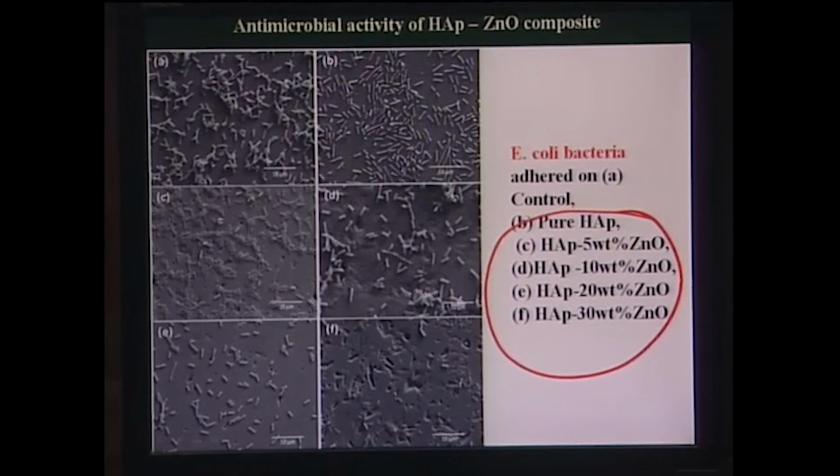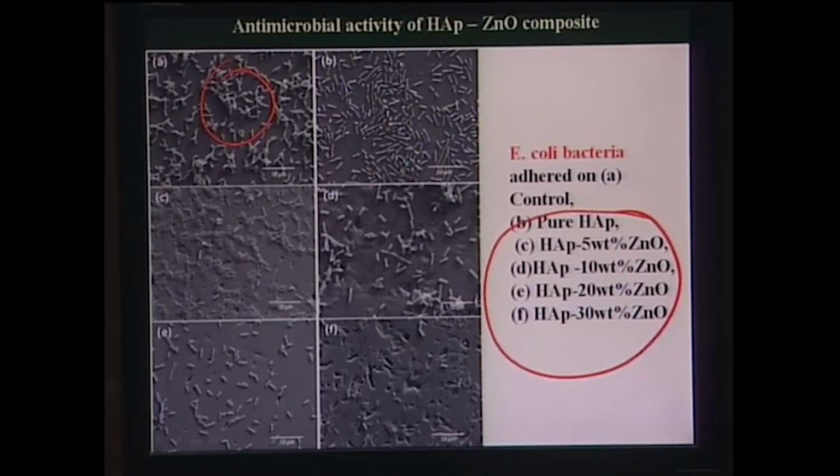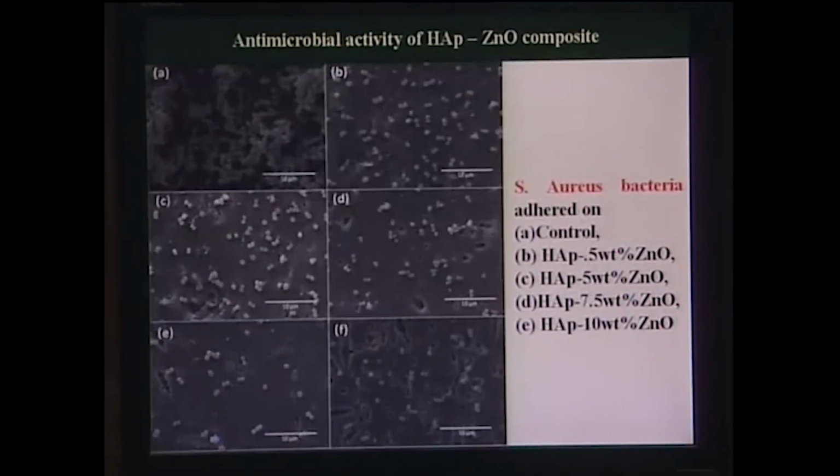coli bacteria, where you can see at x equal to 0 as well as up to x equal to 5, or addition of 5% zinc oxide, the colony formation is equally present. But when you increase the zinc oxide content up to 20 or 30%, what you see, interestingly, is that the number of bacteria cells is much less at x equal to 20 or x equal to 30. This essentially indicates that it is possible to improve the zinc oxide antimicrobial property with increase in the zinc oxide content.